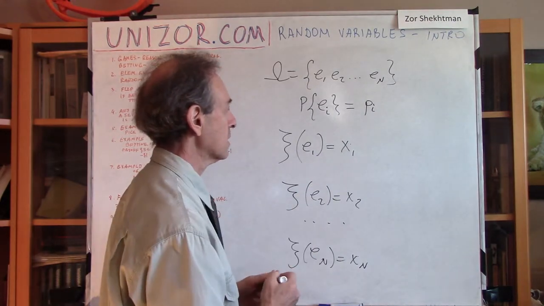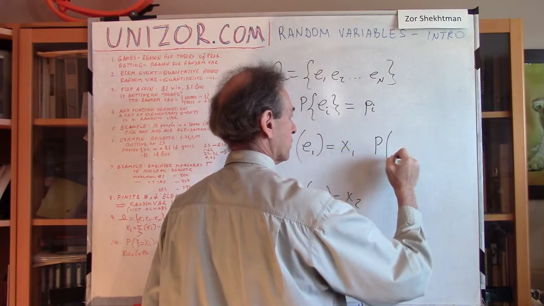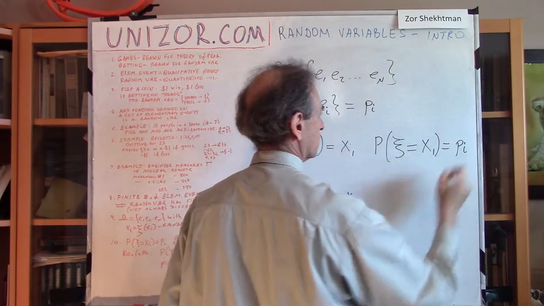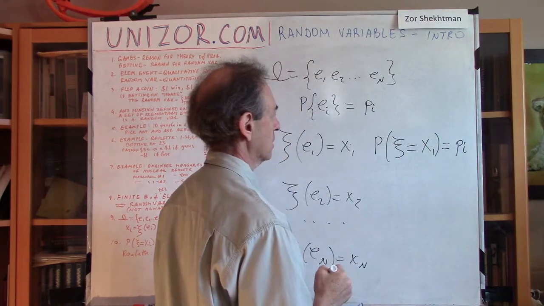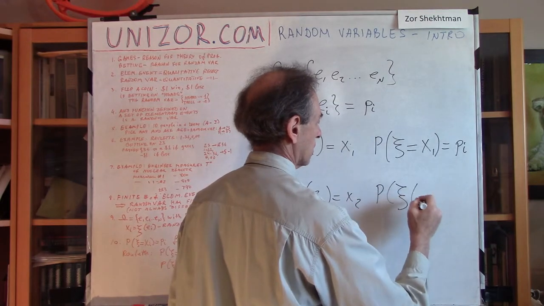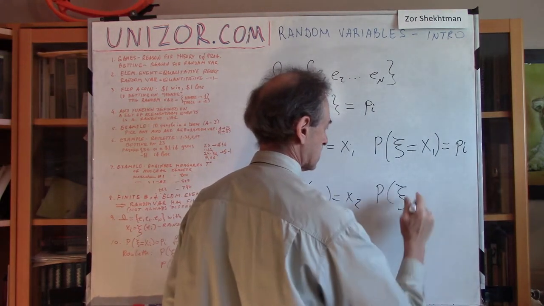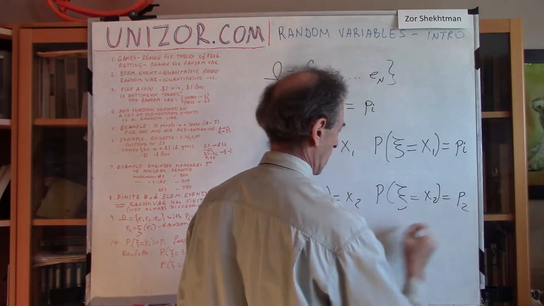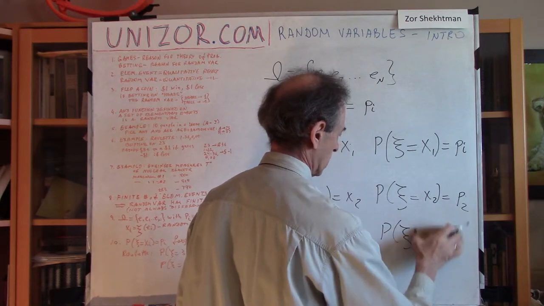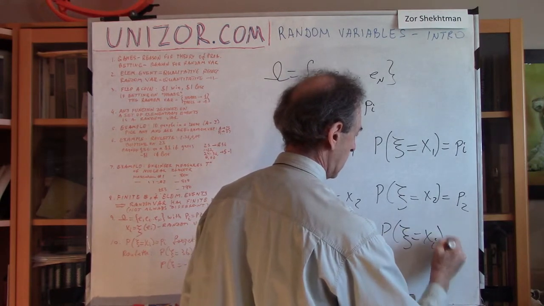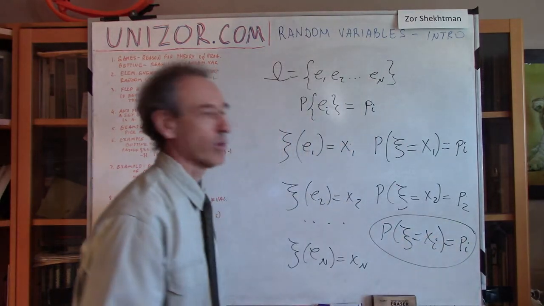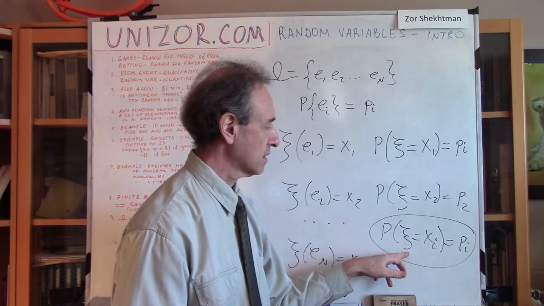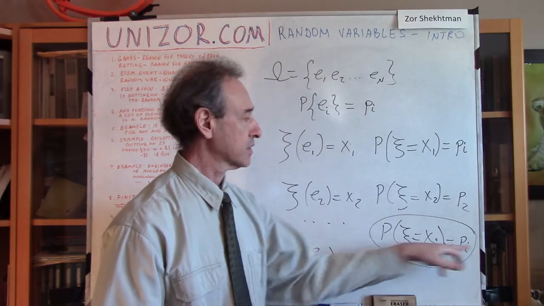So what I can say right now is that the probability of random variable xi equal to x1 is equal to p1, that's not pi, p1. The probability of random variable xi to equal x2 is equal to p2. And the probability of random variable xi to equal any xi is actually pi. So that's what's important. This is basically what they call a distribution of the random variable among different values. That's what it's describing here.